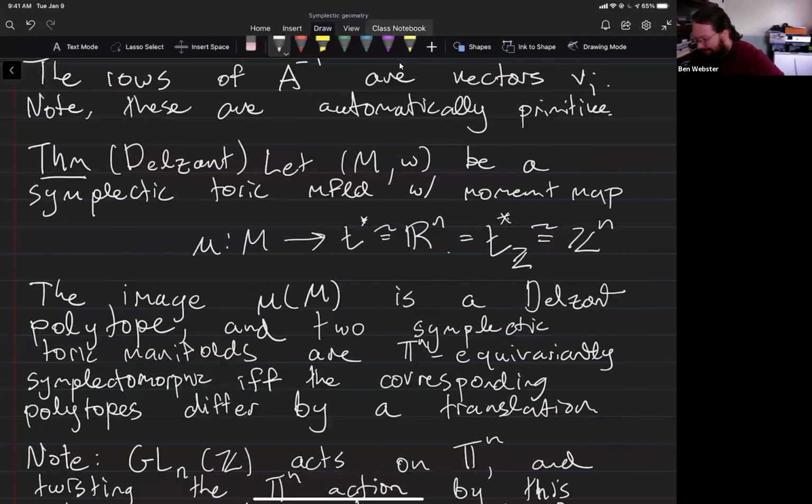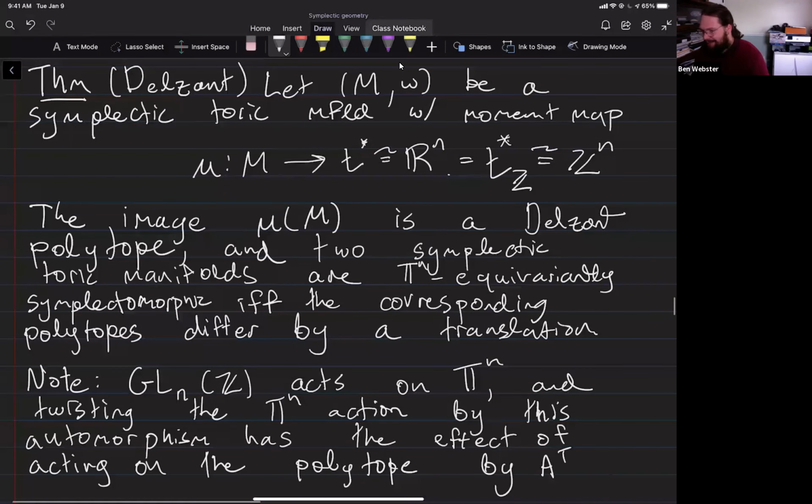All right, good. And note here, of course, since my moment map can be arbitrarily shifted by an element of the dual of the Lie algebra, the thing that's really attached to, if you only remember the T action and not the specific moment map, is only the Delzant polytope up to translation.